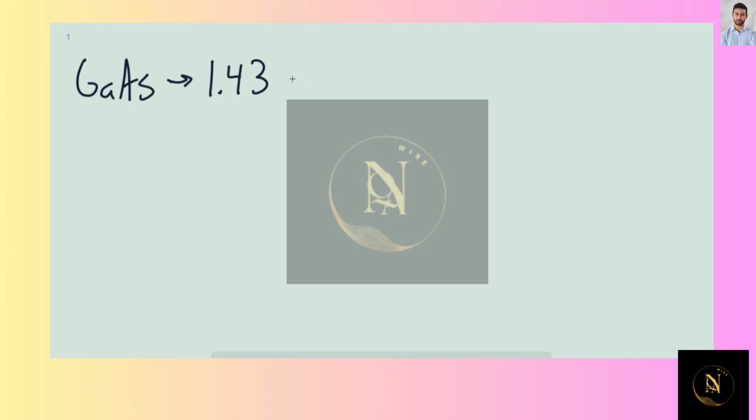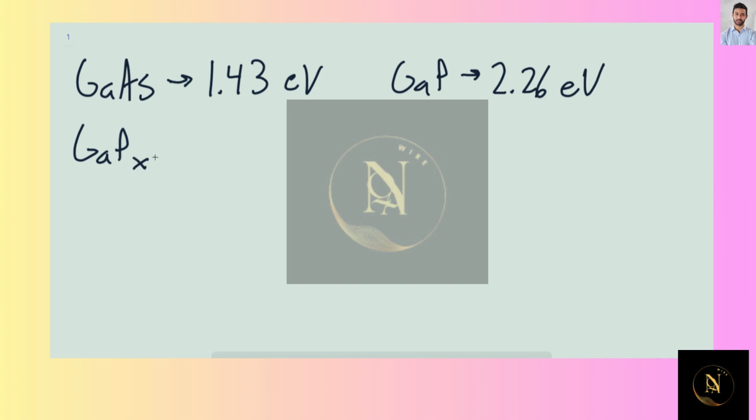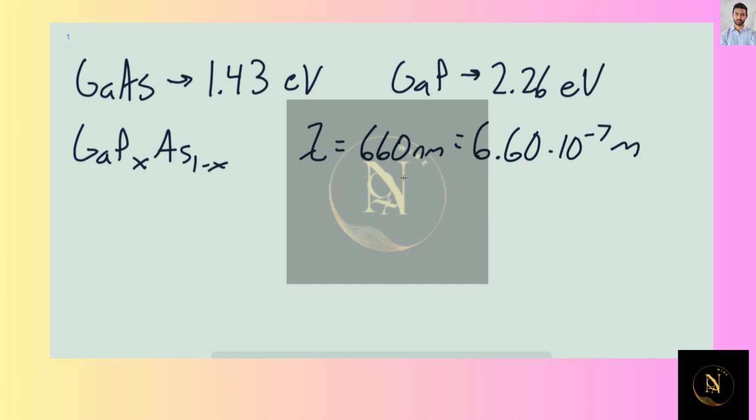So this question says that red LEDs were originally made from GaAs, which has a band gap of 1.43 eV, and GaP, which has a band gap of 2.26 eV. And we want to determine what the X is in a combination GaPₓAs₁₋ₓ when lambda equals 660 nanometers. And so 660 nanometers is 6.60 times 10 to the negative 7th meters.